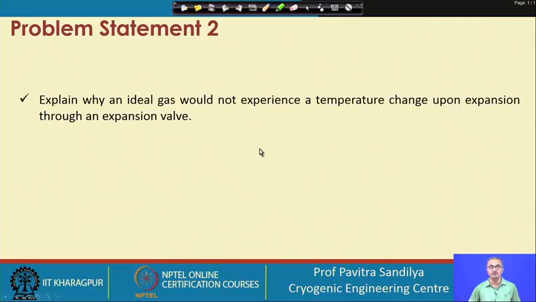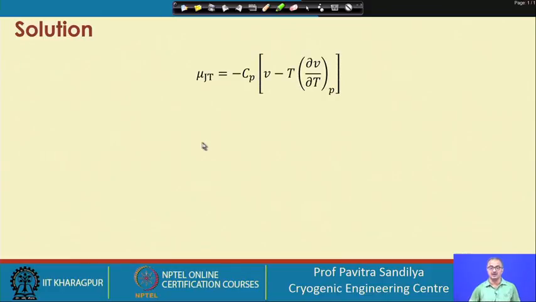In this, we have to explain why an ideal gas would not experience a temperature change upon expansion through an expansion valve. To answer this question, we have to see what the value of mu JT is for the ideal gas, because when mu JT is equal to 0, it means that on expansion (∂T/∂P) at constant H is 0. That means on expansion or compression there is no change in the temperature if it is done at constant enthalpy.